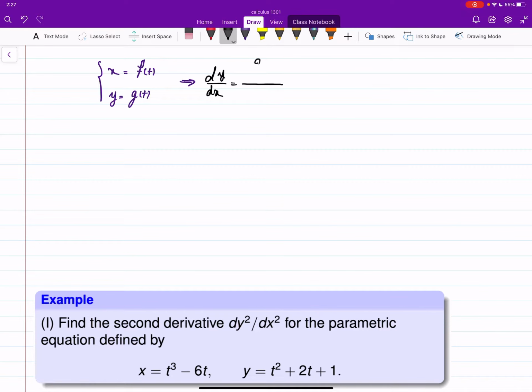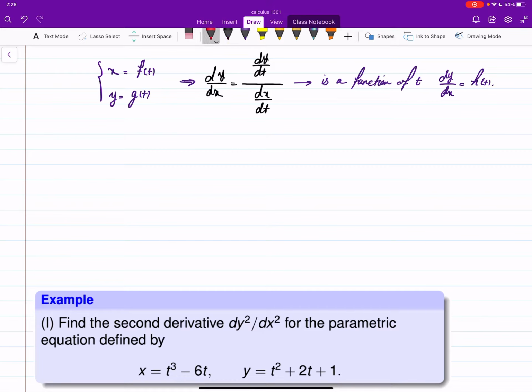This was a theorem which says that it's enough to find the derivative of y with respect to t and then divide by the derivative of x with respect to t. Okay? Here the key point is that this is a function of t. In other words, dy/dx is also a function of t now. Okay?